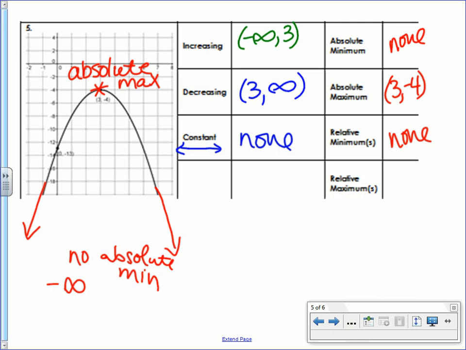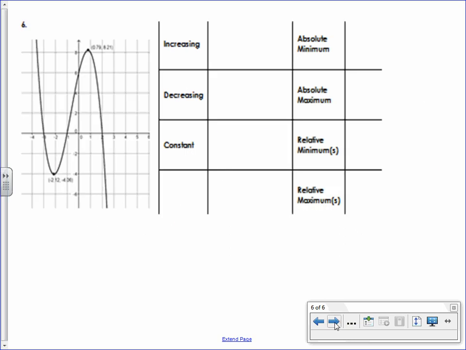And relative maximums, we only have that one hilltop. So we had to put none there. That one was a little nicer to us. Okay, last one on this page.